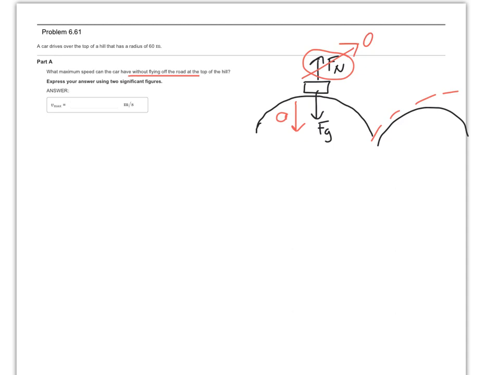So let's go ahead and set up our F equals ma based off of that. So we have the force of gravity equals our mass times v squared over r, substituting in for the acceleration of something moving in a circle. I'm going to substitute in mg for the force of gravity, and that means that I don't know my mass here, but they cancel, so I don't have to worry about that. So I can plug in some numbers.